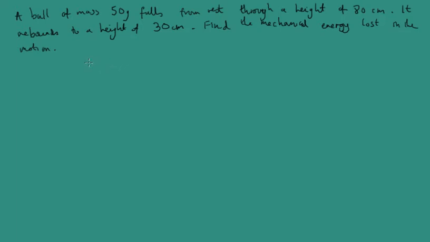So the initial kinetic energy is 0, and the final kinetic energy is 0 because it starts from rest. The ball starts from rest, it bounces down. It's got kinetic energy down here, and then it bounces back up, and at this point here again it's got no kinetic energy. So the energy is going to be lost in the form of gravitational potential energy. So it's going to be mgh initial minus the mgh final.